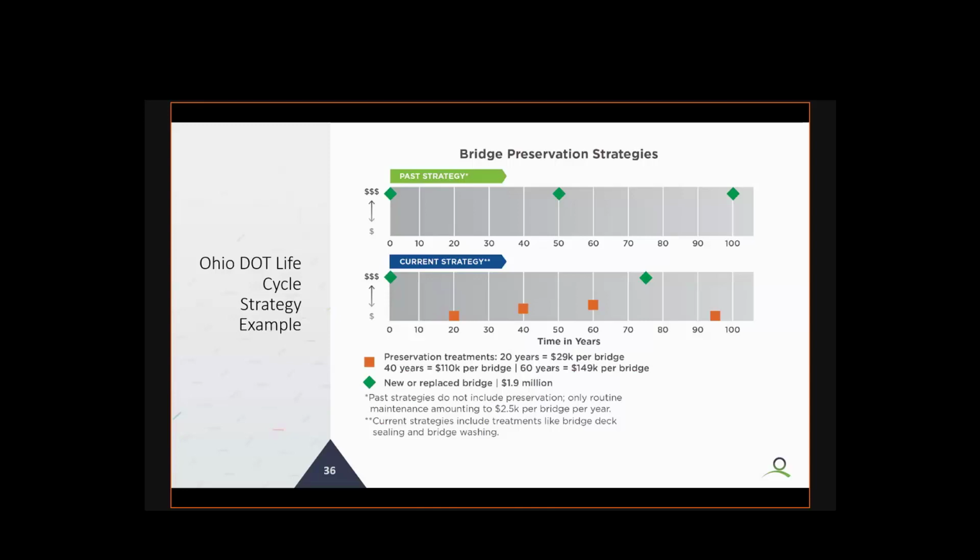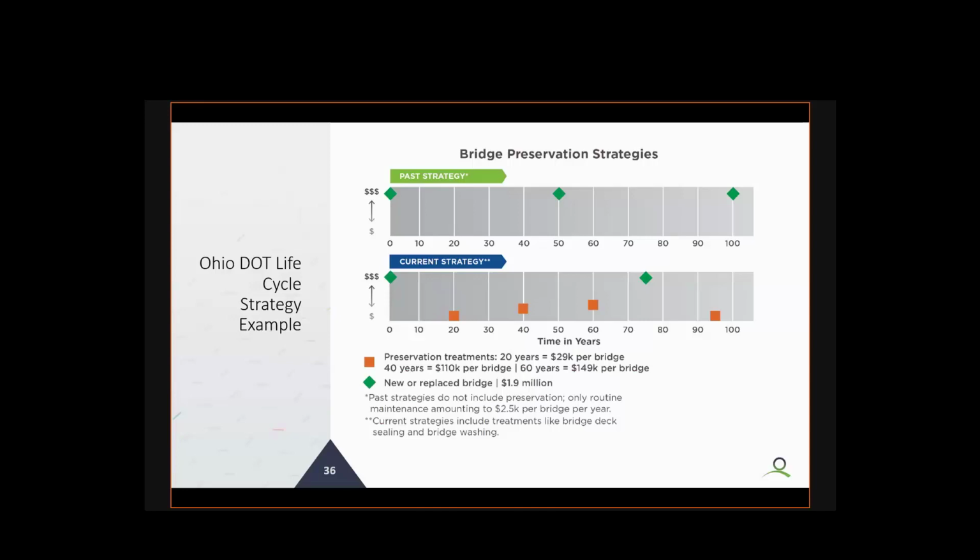So what does this look like in terms of an actual strategy? We've got a couple examples from Ohio. With bridges in Ohio, prior to their 2018 TAMP, they really just built bridges and replaced them. They planned to build a bridge, did very minimal maintenance to it, really just operations stuff, and then at 50 years, they replaced it.